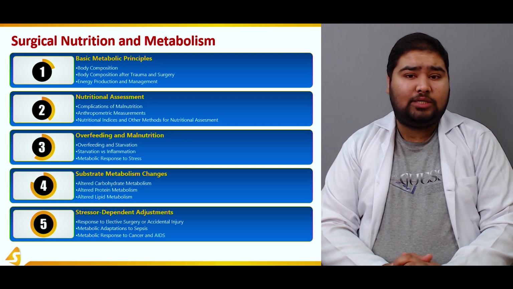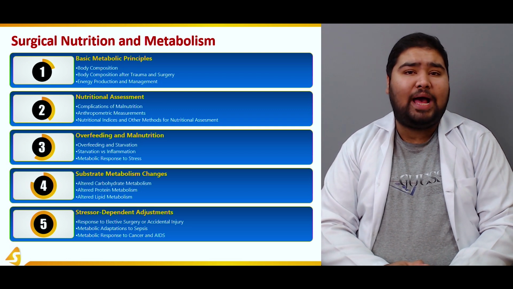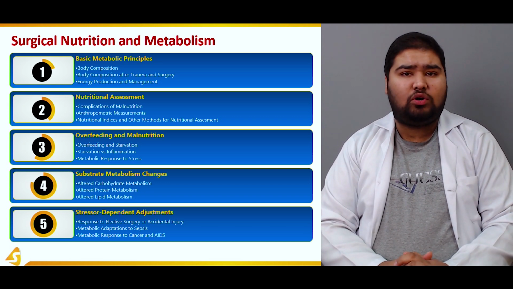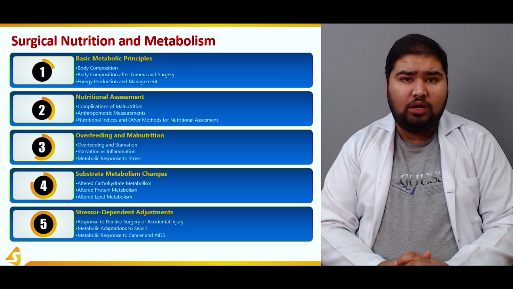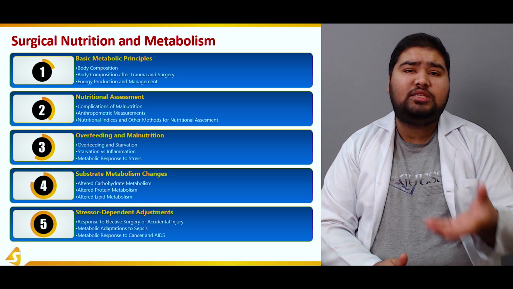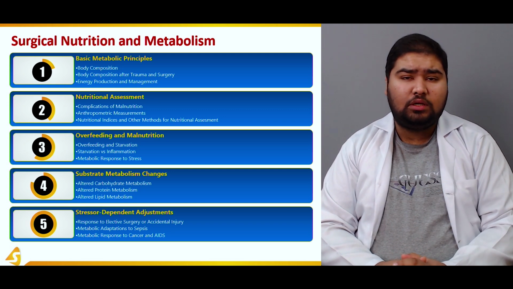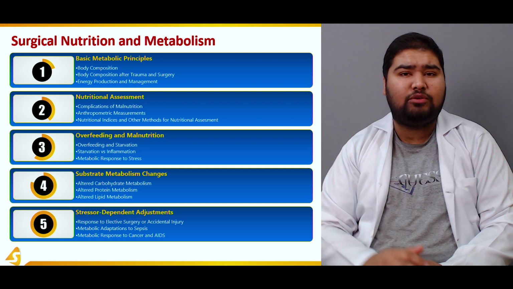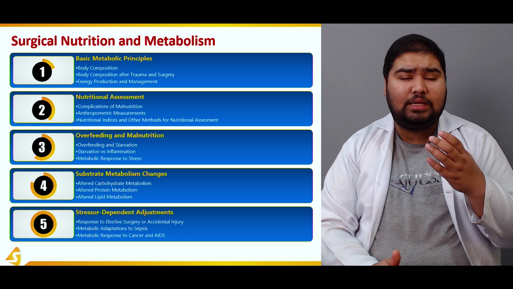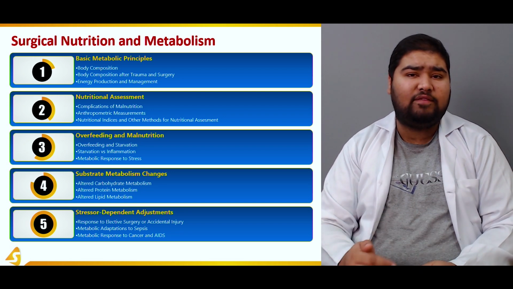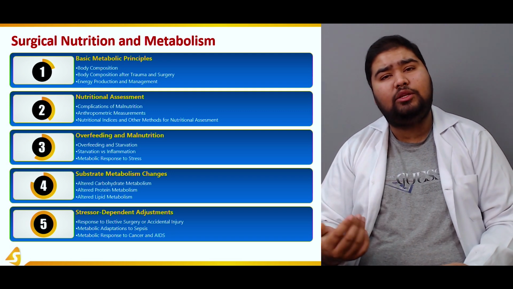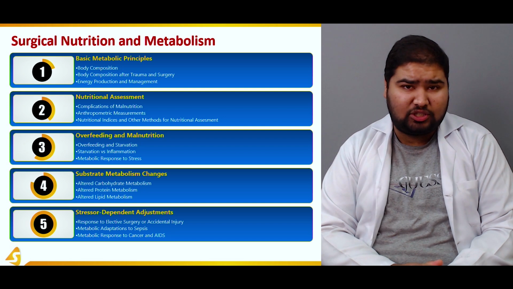In the third section, we'll deal with overfeeding and malnutrition. So these are the two extremes on the seesaw of nutrition. First of all, we can have overfeeding. That is, you're giving more than what is required to a patient. Then we can have malnutrition. It can be categorized as less than what is required is given to a patient. So we'll see how overnutrition and malnutrition might affect a surgical patient.